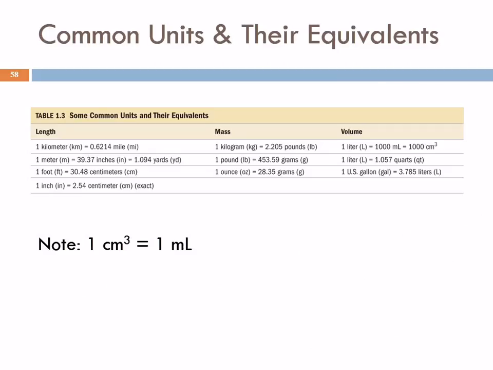Here are some common units and their equivalents. There's relations. Most of these are English system to metric. This table is in your textbook, and you may need to refer to it when you're doing some problems. A kilometer is 0.6214 miles. 1 foot is this many centimeters. 1 inch is this many centimeters. These relate mass, and these relate volume.